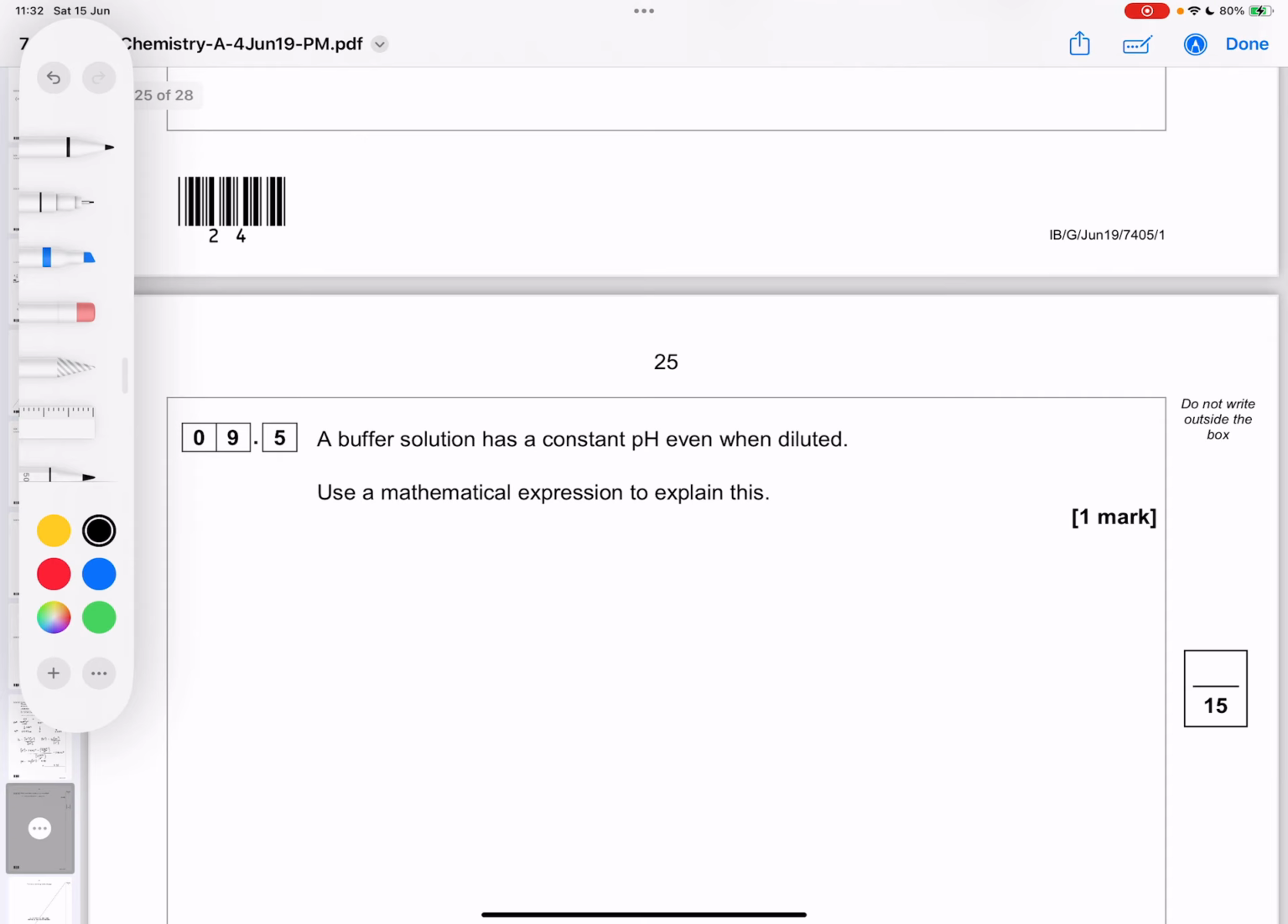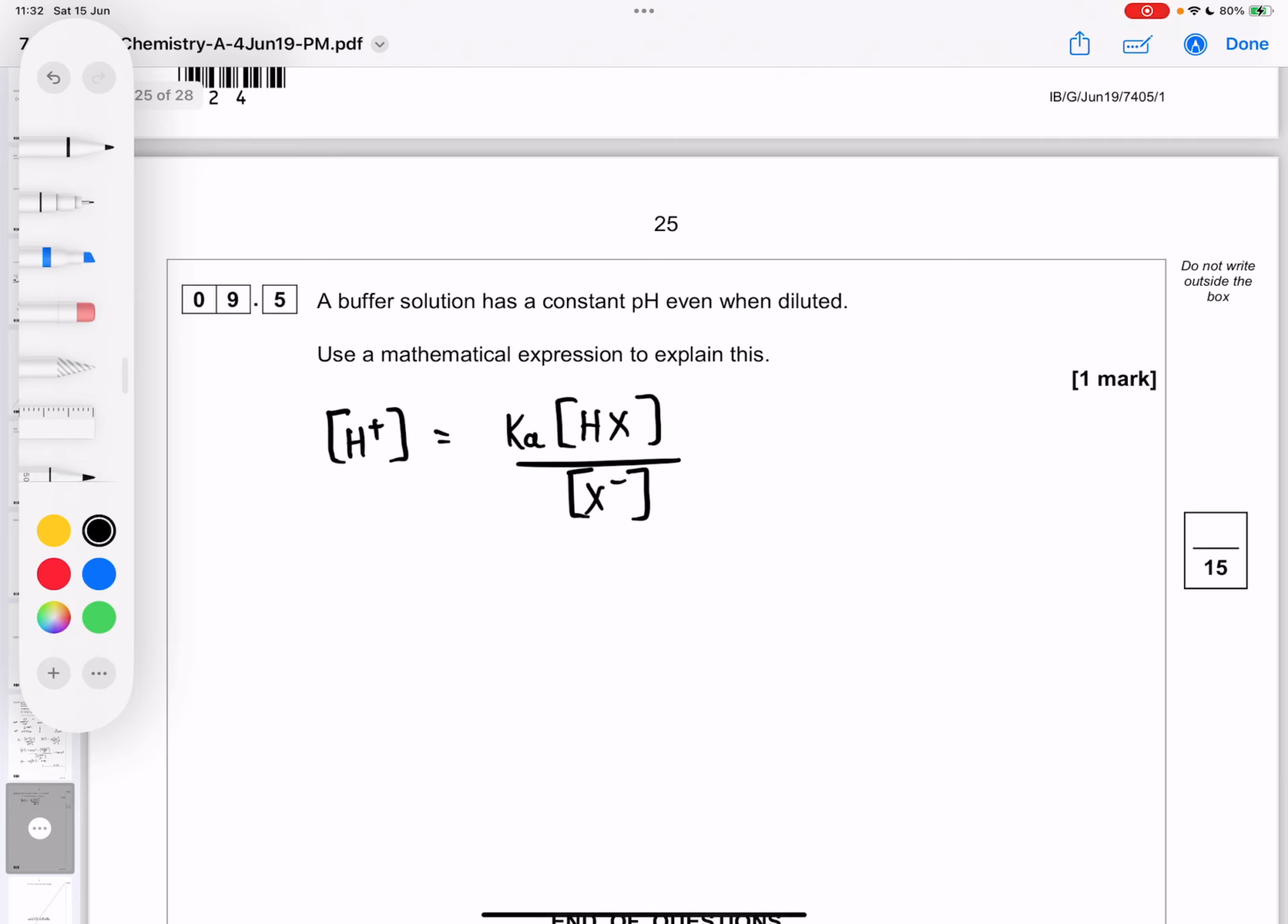A buffer solution has a constant pH even when diluted. Use a mathematical expression to explain this. So remember that the pH of a buffer is calculated by finding the H plus that you've just done by doing Ka times HX over X minus. Now what happens when you dilute it is you change the concentrations of HX and X minus, but you change them the same amount.